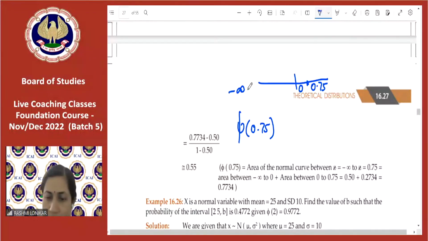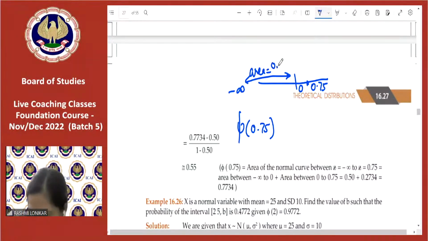Now what happens from minus infinity to 0? What is the area from here to here? This is equal to 0.5. And from here to here, that is what I need to find out, from 0 to 0.75. Other than that, this is 0.5, which I already know. So for that, I will go to the normal table.